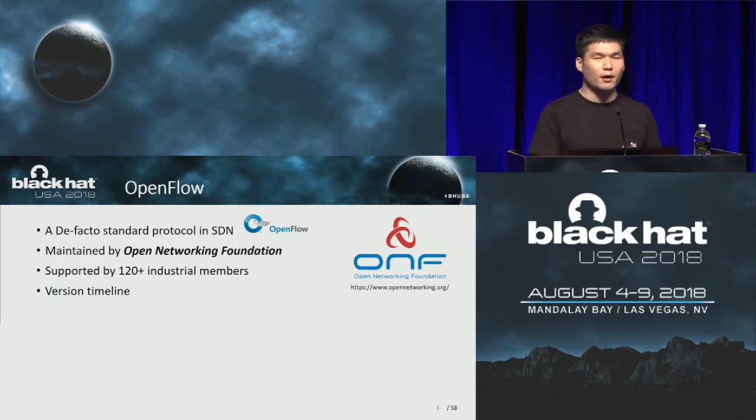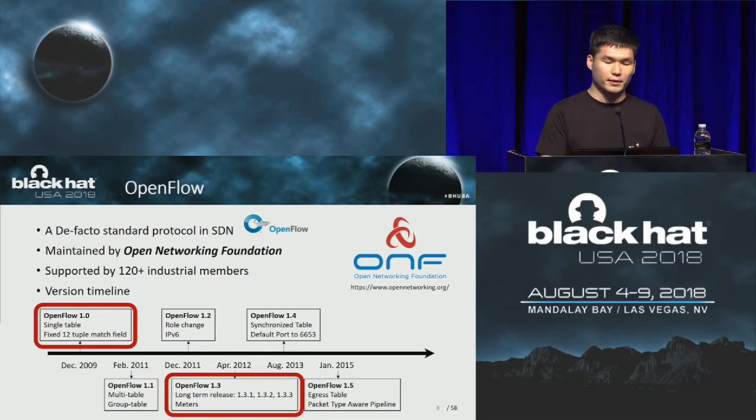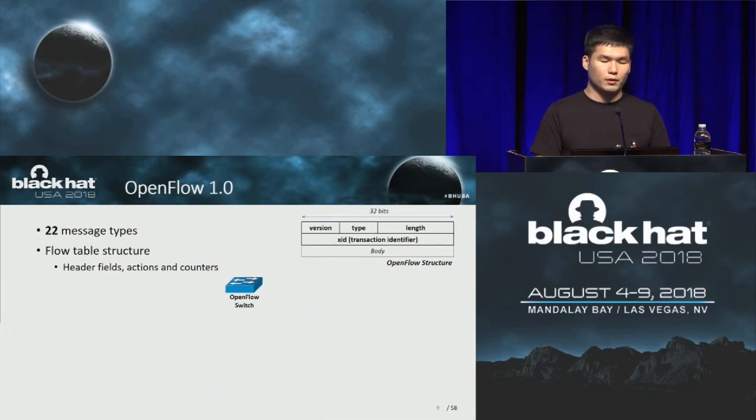As I mentioned before, the SDN controller and the switches communicate with each other using the OpenFlow protocol, which is currently maintained by the Open Networking Foundation, an organization dedicated to the standardization of SDN. OpenFlow is a de facto standard protocol in SDN. As you can see in this version timeline, the first release was in 2009, and the latest version is 1.5, which was released in 2015. Although the latest version is 1.5, in practice, most OpenFlow-enabled switch devices support two prevalent OpenFlow versions, 1.0 and 1.3. In OpenFlow 1.0, every OpenFlow message begins with the same header structure, as shown in the top right. Following the header, the body section starts in accordance with each OpenFlow message type, such as packet-in or flow-mod.